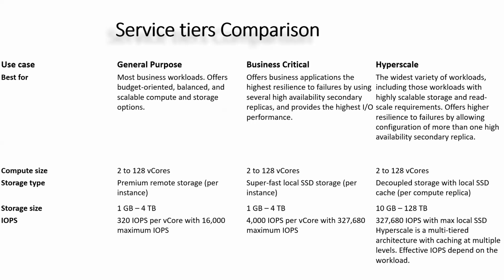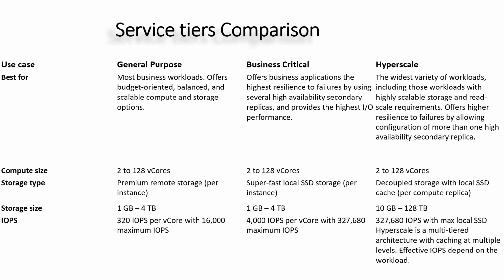And if you come to the storage type, General Purpose uses premium remote storage. What is the difference between local storage and remote storage? Remote storage means shared, network storage. Local storage is much faster compared to remote storage. If we store over the network, that is somewhat slower than local storage. So Business Critical uses super fast local SSD storage. That is why it is very fast.